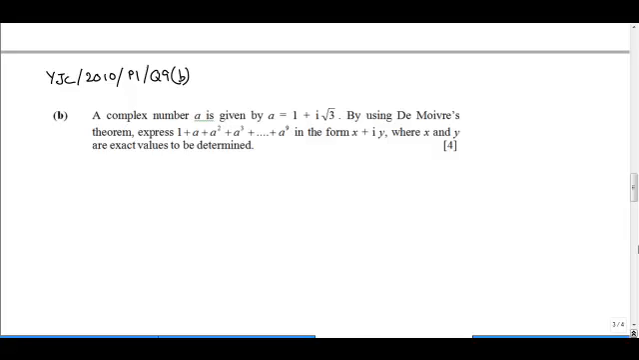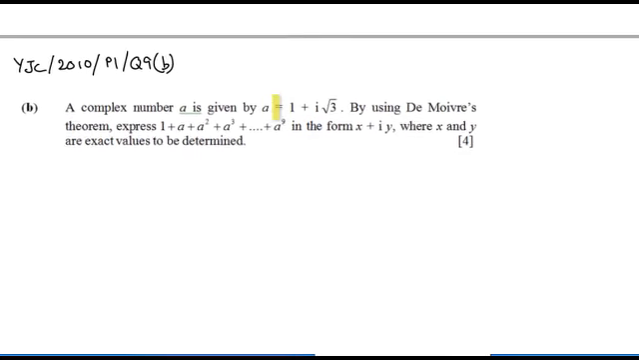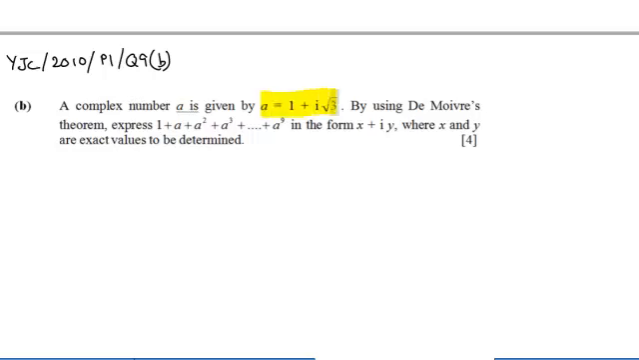In this video, we are going to go through YJC 2010 Paper 1 Question 9b. In this question, we are given a complex number a, which is equal to 1 plus i root 3. And we are supposed to use de Moivre's theorem to express the sum of 1 plus a all the way to a to the power of 9 in its Cartesian form.